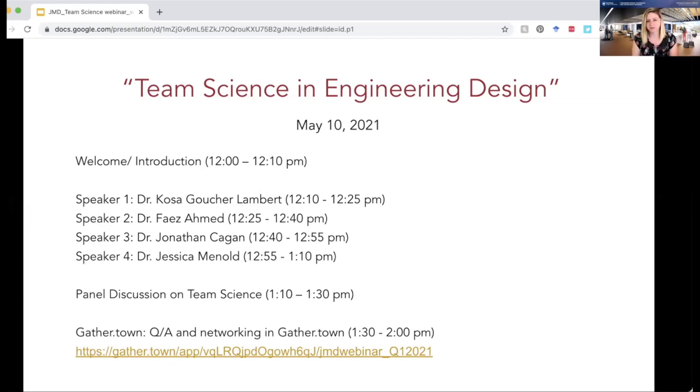At the end of it, we're going to have about 15 to 20 minutes for a panel discussion on some key questions on team science and how it relates to the Journal of Mechanical Design. And then following that, we're going to have a Q&A and networking session in gather.town. I'm going to go ahead and post that link in the chat window. I'll be posting it a few times today for people to be able to access as we proceed. It's a great opportunity for people to ask additional questions to everyone, to facilitate the networking that we've really missed out on over this last year, and to catch up with colleagues new and old. So that's the rundown of the activities today.